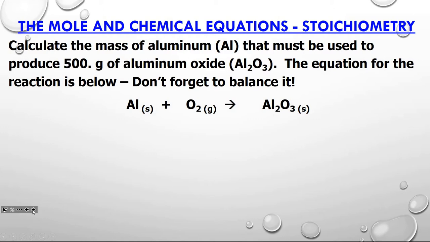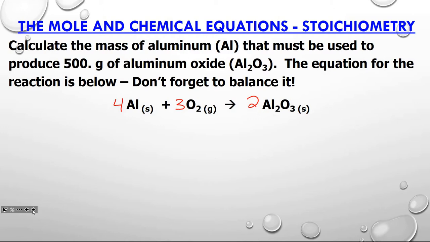Take a minute, look at the oxygens. That's going to throw it off. Four. There we go. Because we had 3 oxygen on one side, 2 oxygen on the other, so we have to make it 6, and that throws the aluminum off.